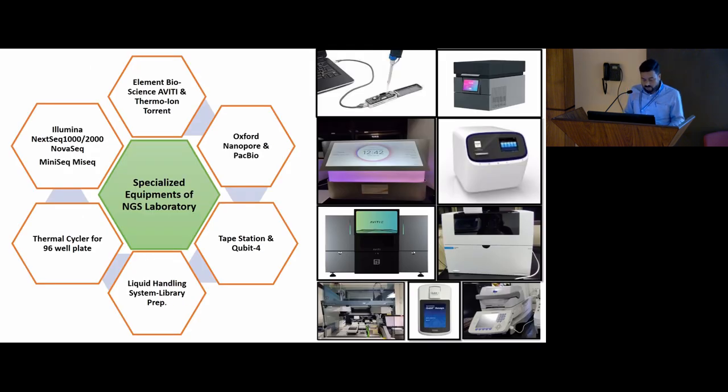These are some specialized equipment for an NGS laboratory. They start from Illumina NextSeq 1000, 2000, NovaSeq, MiniSeq. Then we have advanced instruments like AVITI from Element Biosciences, Ion Torrent from Thermo, Oxford Nanopore and PacBio. These are the specialized instruments required in your NGS laboratory. A liquid handling system also plays an important role. As I told you, it can save your time.